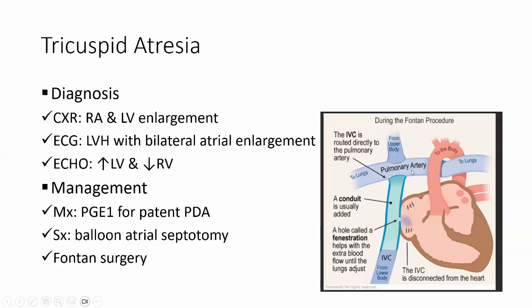So with the Fontan, what they do is take the IVC and connect it directly to the pulmonary arteries, and then they have a small fenestration, which helps with extra blood flow until the lung adjusts to the pressures coming from the IVC and also from the superior vena cava.